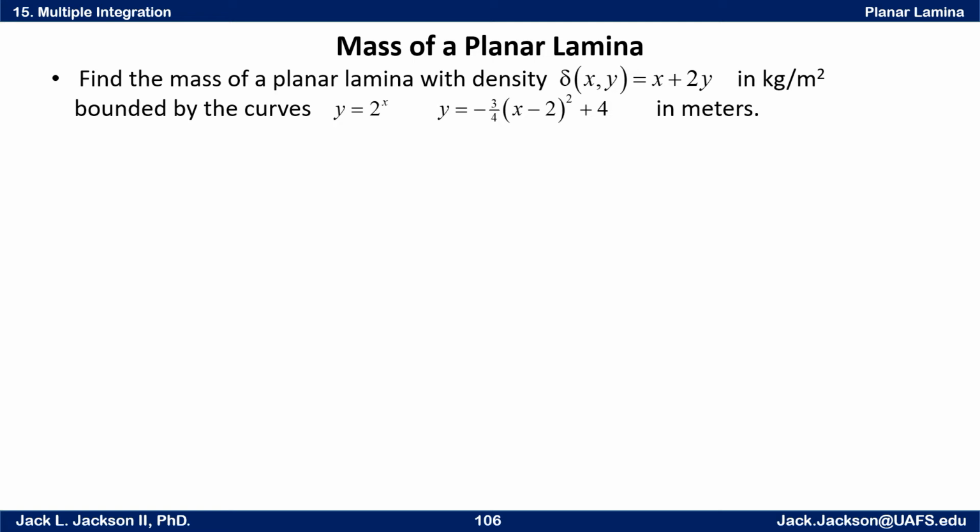Find the mass of a planar lamina with density delta given to be x plus 2y, in kilograms per square meter. And it's going to be bounded by the curves y equals 2 to the x and y equals negative 3 fourths times (x minus 2) squared plus 4.